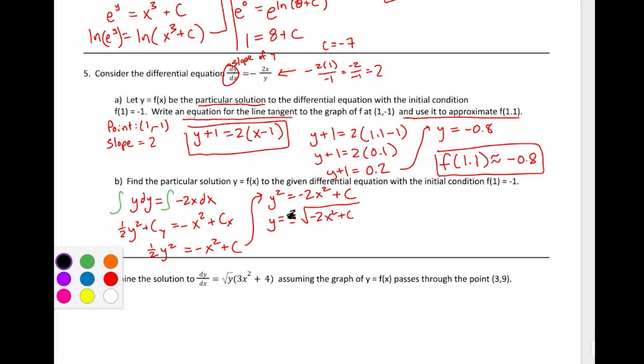Let's scratch out that positive. Right here, y must be negative. Y is negative. So that's what we're going to use to find our c value.